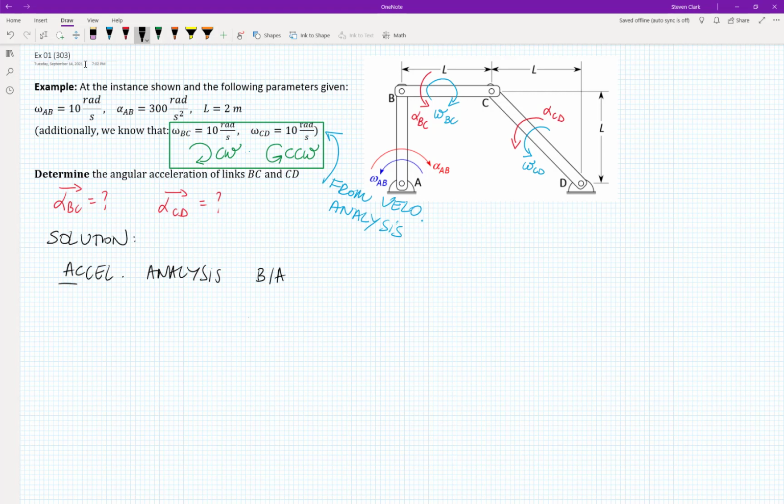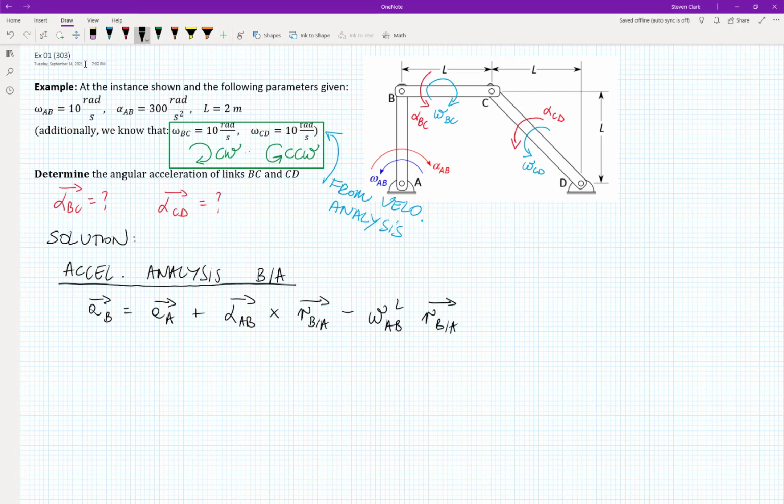So I will start with writing down the expression from the previous board. So AB is equal to AA plus alpha AB times RBA minus omega AB squared RBA.